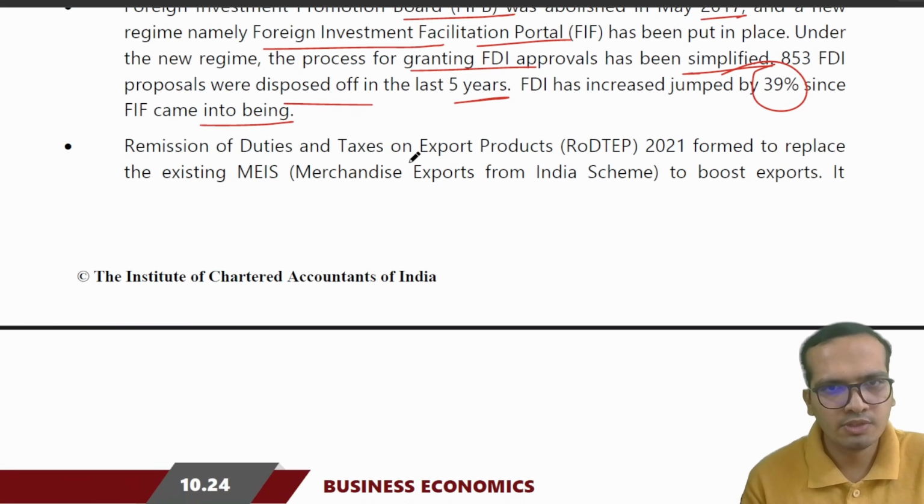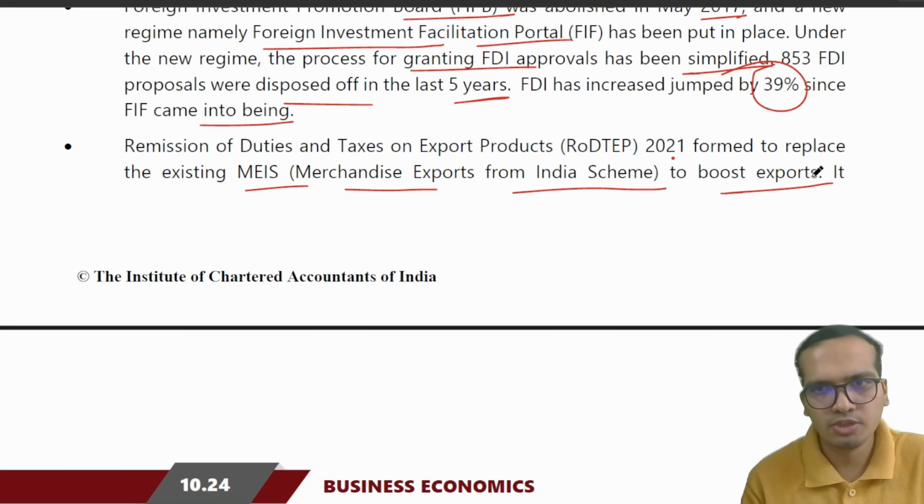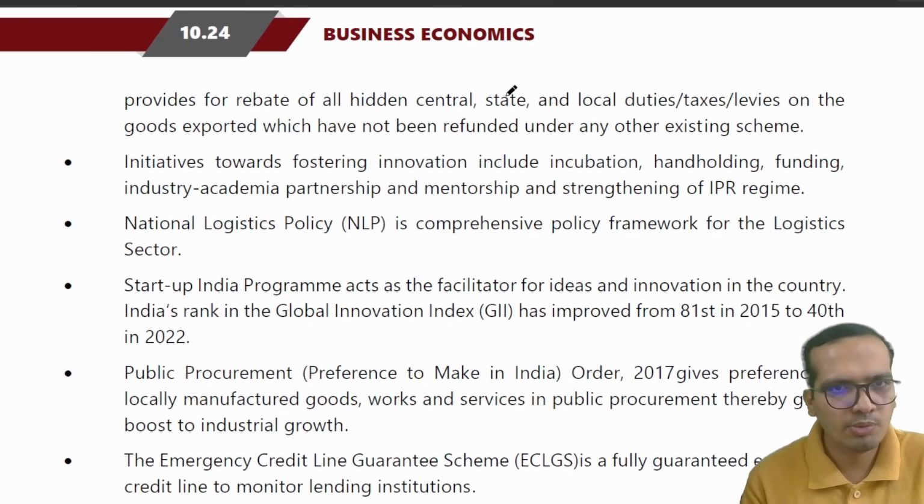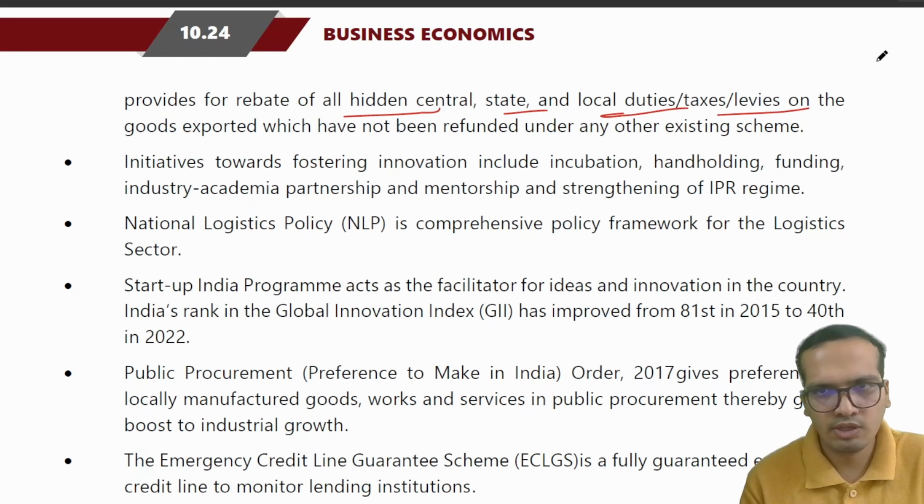The Remission of Duties and Taxes on Export Products (RoDTEP) 2021 was formed to replace the existing MEIS, Merchandise Exports from India Scheme, to boost exports. It provides for rebate of all hidden central, state, and local duties, taxes, or levies on the goods exported which have not been refunded under any other existing schemes.